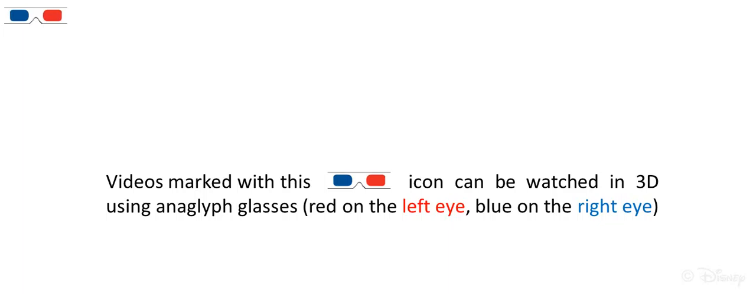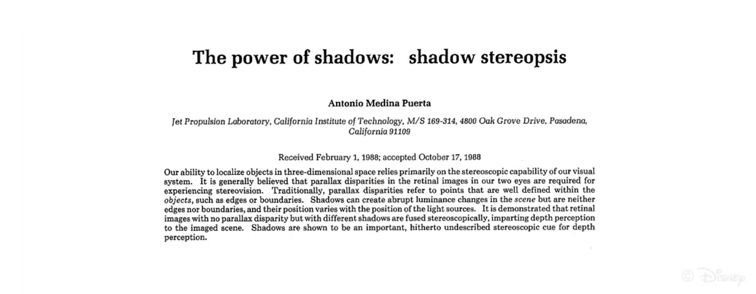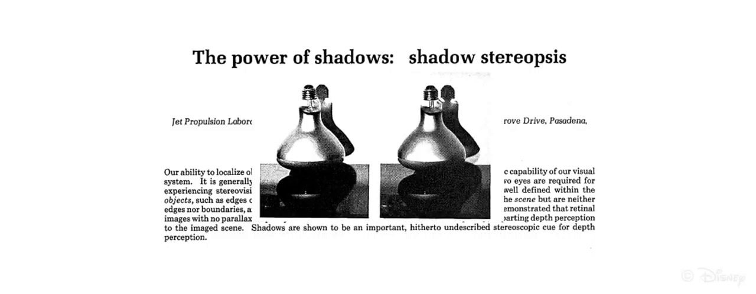In 1989, a paper called The Power of Shadows, Shadow Stereopsis was published by Antonio Medina Puerta. It claimed that two photographs taken from the same position but with varying lighting could provide a convincing stereoscopic 3D sensation, presenting this image as evidence. Inspired by this work, we propose a new method for stereoscopic 3D rendering called shading stereo.